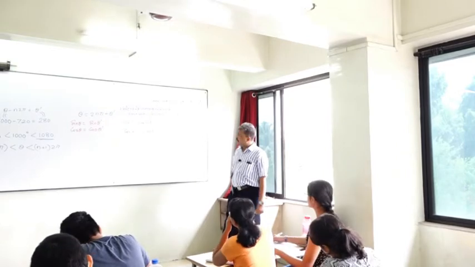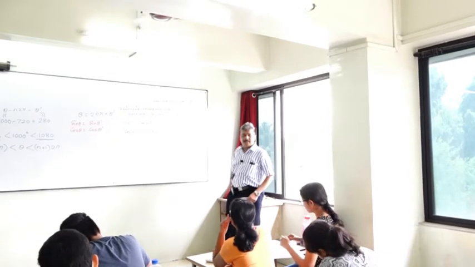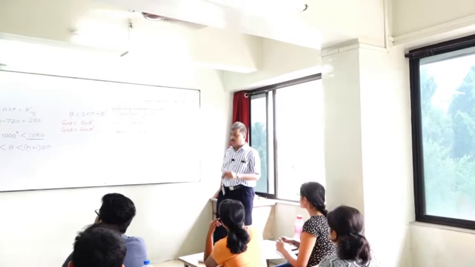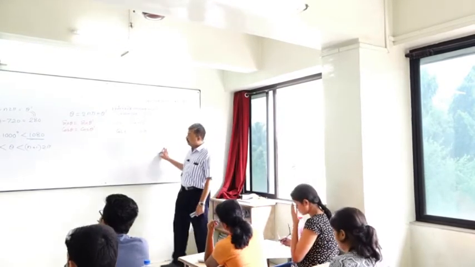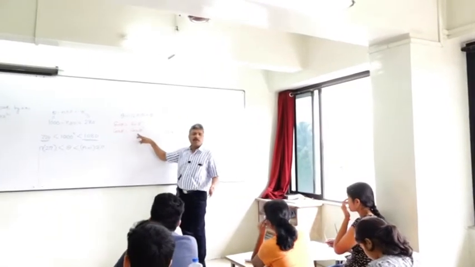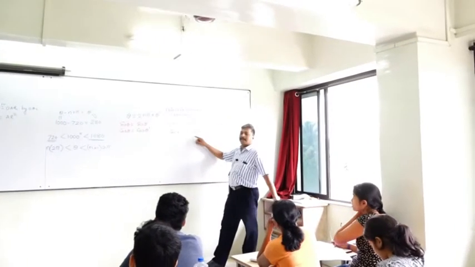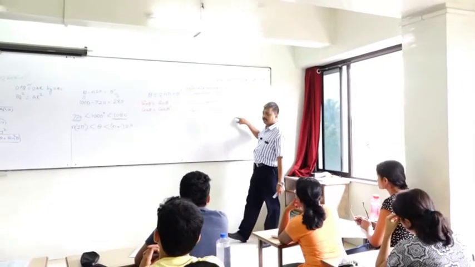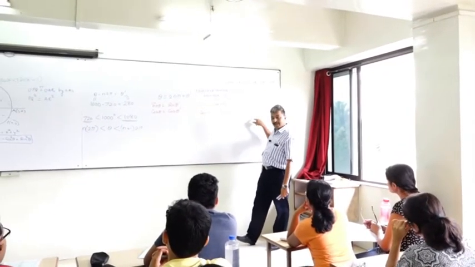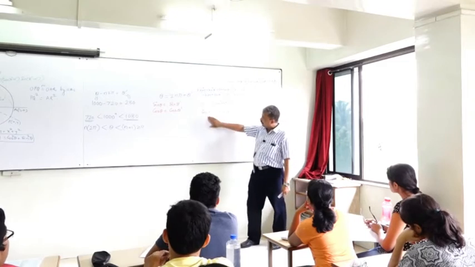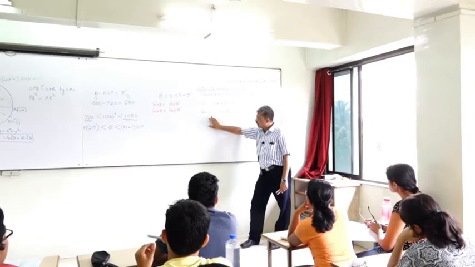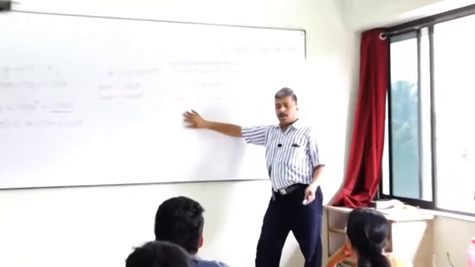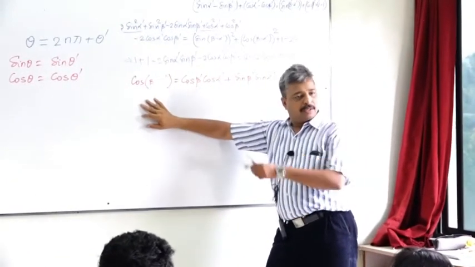Now the question is, can I replace these alpha dash and beta dash by alpha and beta or not? That is what we want to do. On the RHS there is no problem because we said cos theta is equal to cos theta dash. So cos beta dash will be cos beta, cos alpha dash will be cos alpha, sin beta dash will be sin beta, sin alpha dash will be sin alpha. However, we need to do something over here. Why is cos of beta dash minus alpha dash also equal to cos of beta minus alpha?